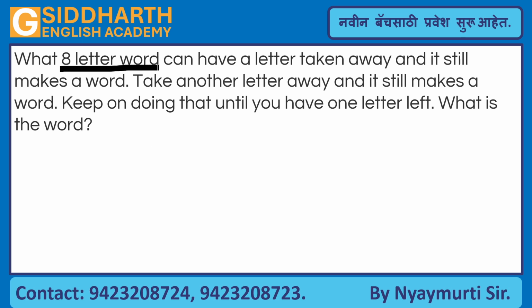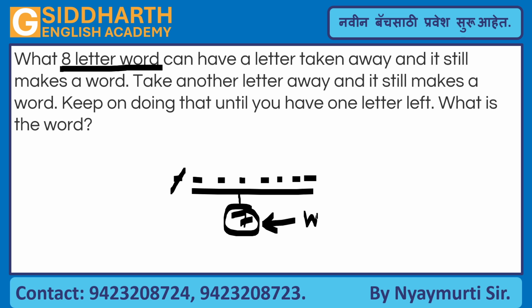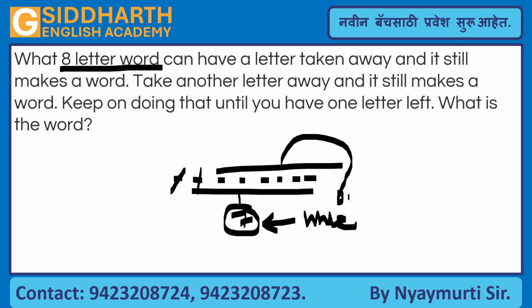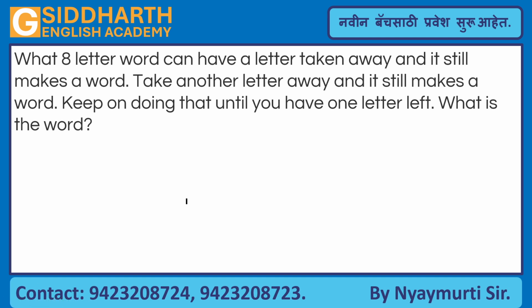What 8-letter word can have a letter taken away, and it still makes a word? Means if there are 8 letters, 1, 2, 3, 4, 5, 6, 7, 8, and if you take away one, how many will be remaining? 7 will be remaining. And even then these 7 letters together will still make a whole word. Then once again take another, these 6 letters will also make a whole word. Then once again take another, the 5 letters will also make a whole word. Like this, keep going on.